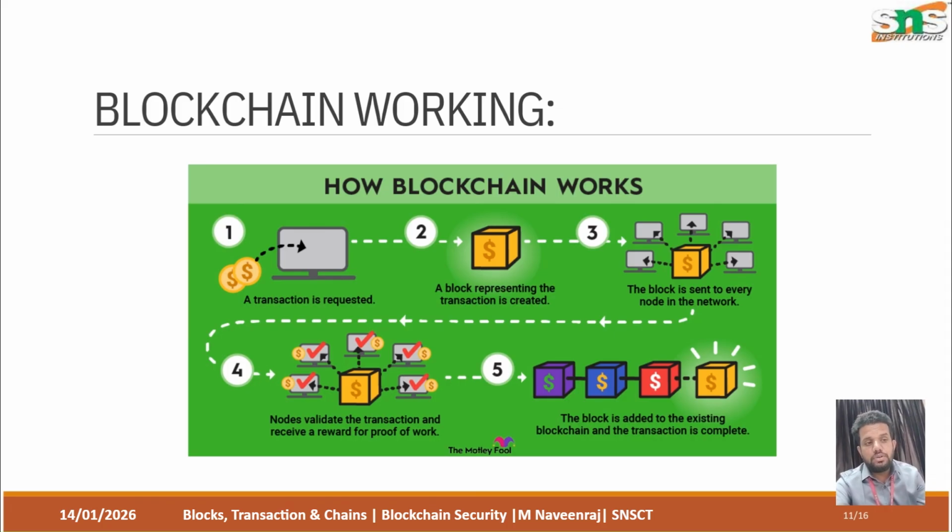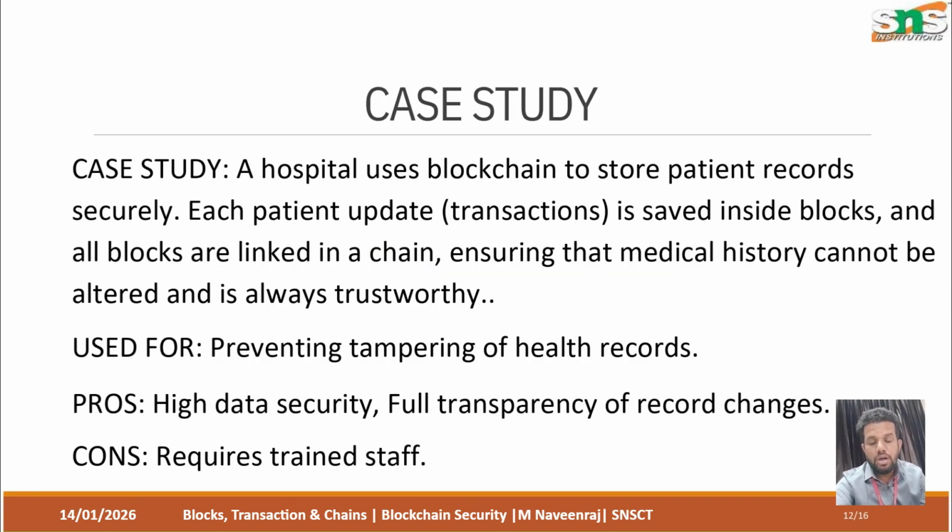So the solution thinking, the idea is to use a transaction for every action, blocks to store transactions, and a chain to link blocks. This removes the need for a middleman and builds trust using technology. Then how blockchain works: the transaction creation, how the block is formed, how the block is verified and how the blockchain has been decided. It shows how blockchain works.